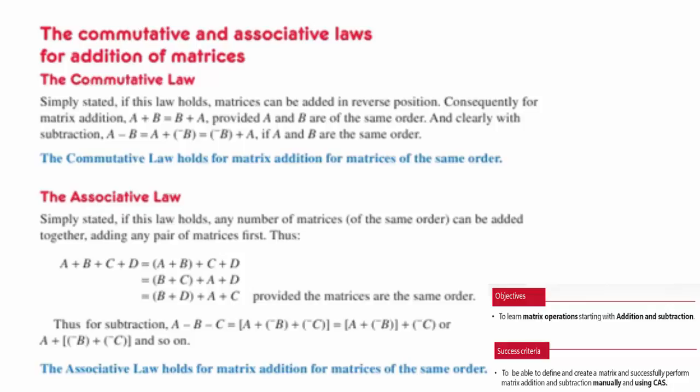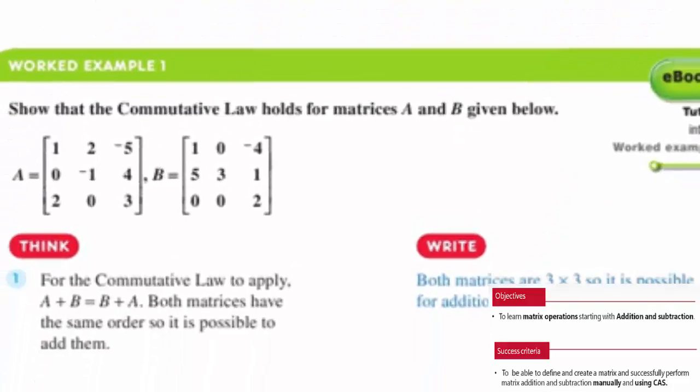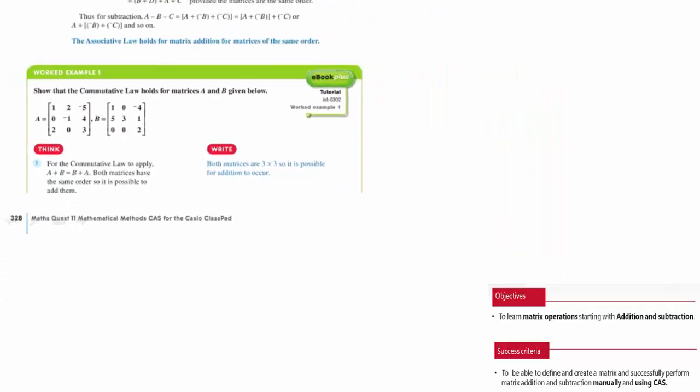Okay, now let's look at our first example. Show that the commutative law holds for matrices A and B. So that's the other thing which we implied above. Each matrix you can give a letter name, and that's something we can do in the calculator as well. We store it as a variable. So the A matrix is this matrix, the B matrix is that matrix. So to prove the commutative law, we add A plus B, we get the end result, and then we add B plus A, and we get the end result, and verify that they are the same. Okay, so let's do that.